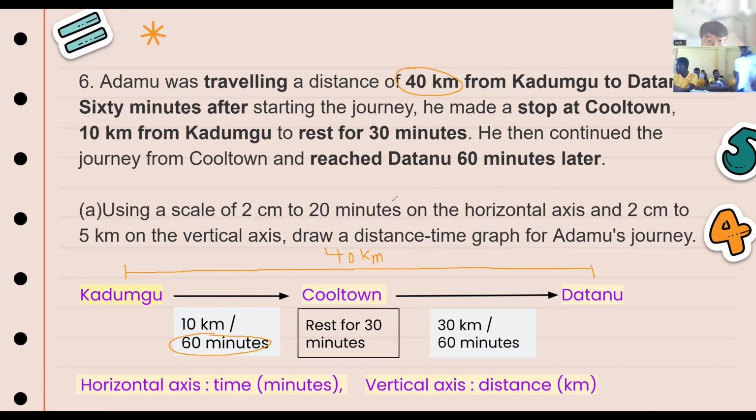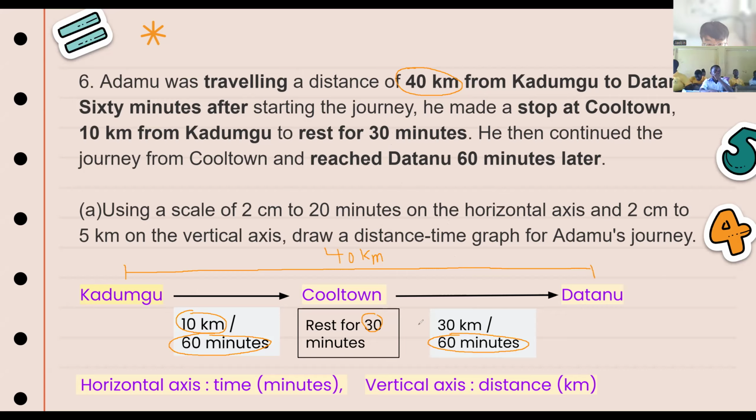And it says 10 kilometers from Kadungu. 10 kilometers is the distance from Kadungu to Kultown. And then it says rest for 30 minutes, just here, 30 minutes. He then continued the journey from Kultown and reached Datan 60 minutes later. So 60 minutes is here.